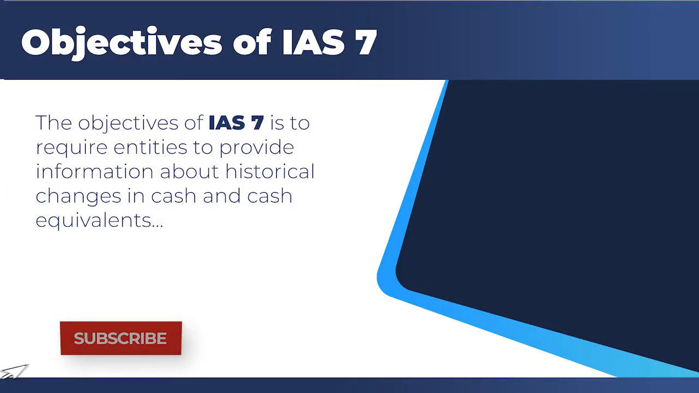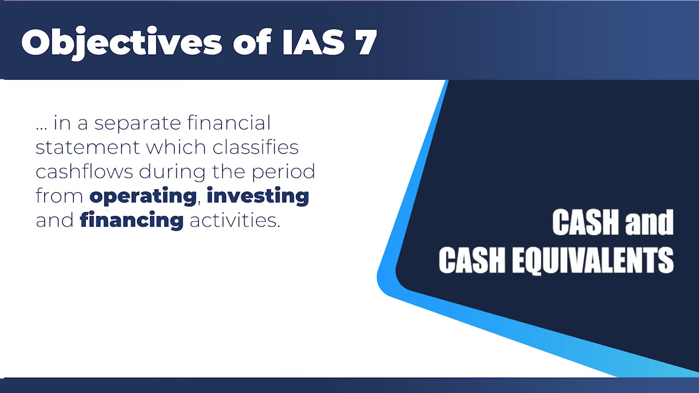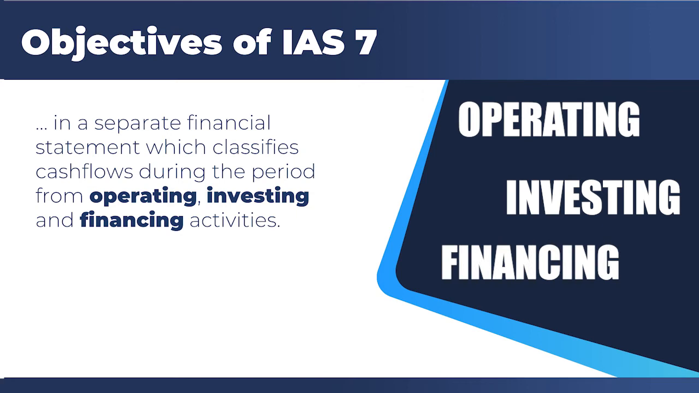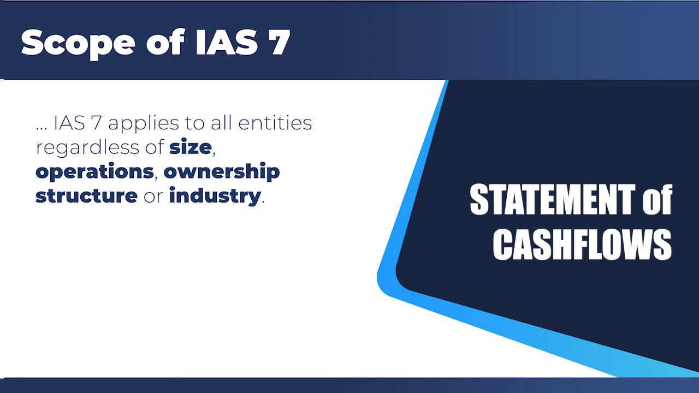The objective of IAS 7 is to require entities to provide information about historical changes in cash and cash equivalents. We normally do it in a separate financial statement which classifies cash flows during the period from operating, investing, and financing activities. This separate financial statement is what we call the statement of cash flow. The preparation of the cash flow statement has no exemption under IFRS, since it is one of the main financial statements. This means that the provision of IAS 7 applies to all entities, regardless of its size, operations, ownership structure, or industry.